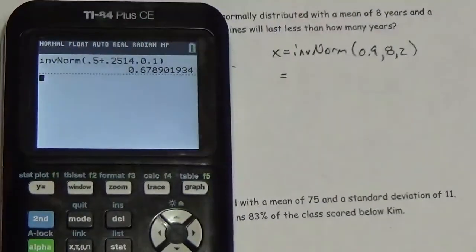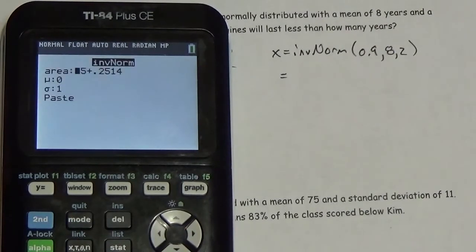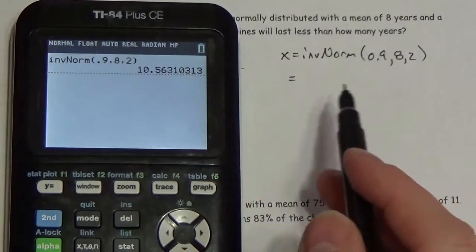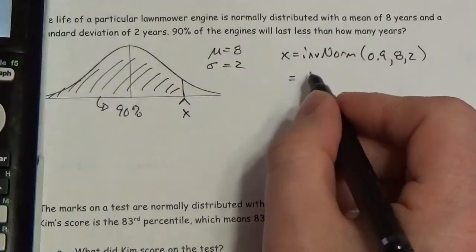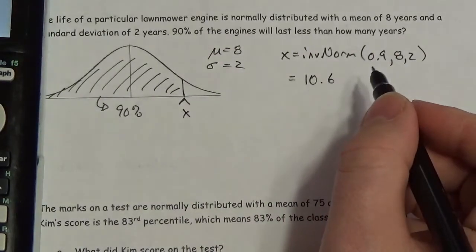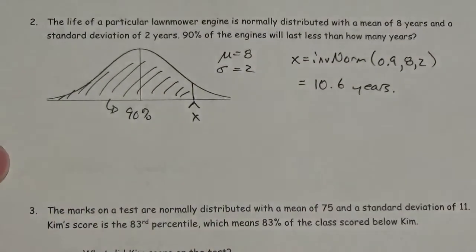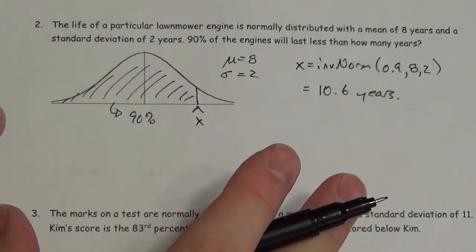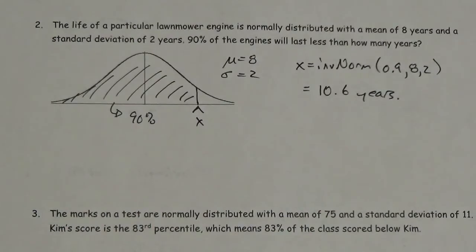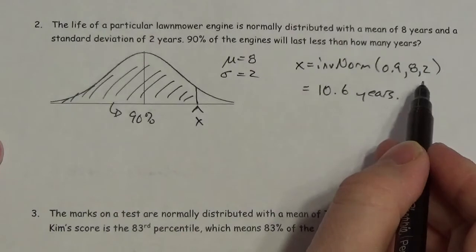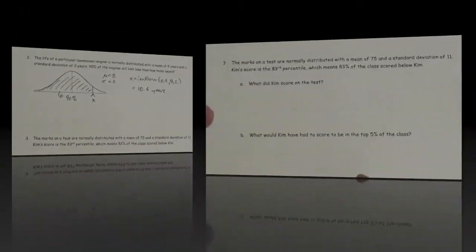So on my calculator, inverse norm, I'm going to clear that out here, 0.9. But this time the mean is 8, standard deviation is 2. That's what that should look like. And what this means is that 90% of these engines will last less than 10.6 years. Roughly. Now, I'm not being asked to do any kind of weird rounding, so I'm just going to round to the nearest whole at this point. I'm not being asked to come up with a warranty, which might change the way I round this a little bit. The issue for this question is really that I can use the actual mean and standard deviation to get an actual lifespan.